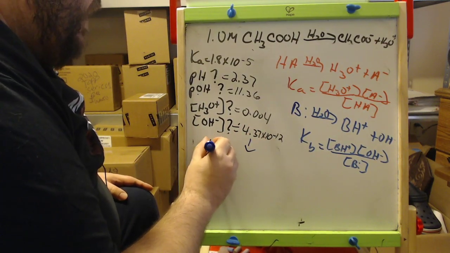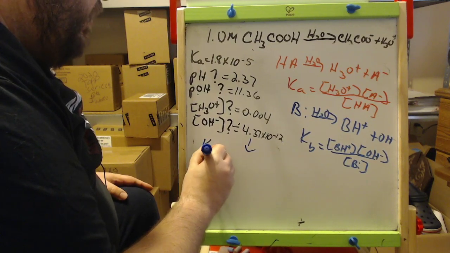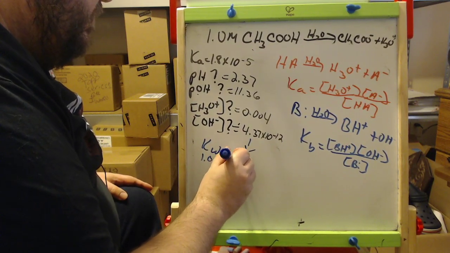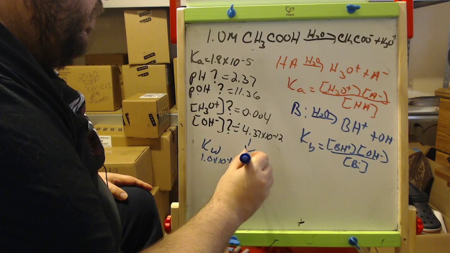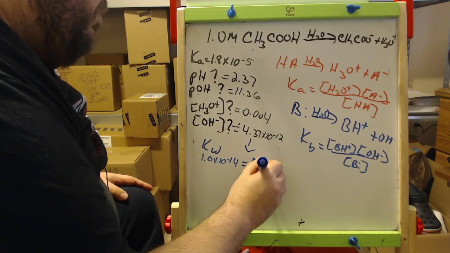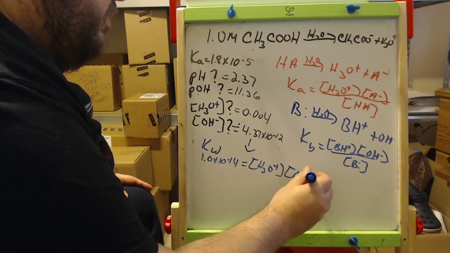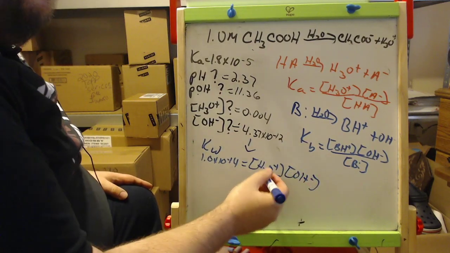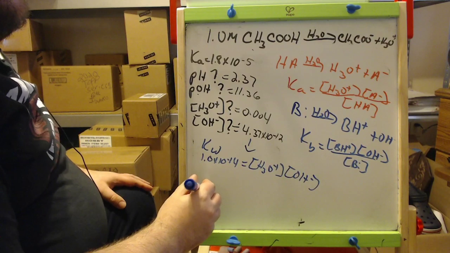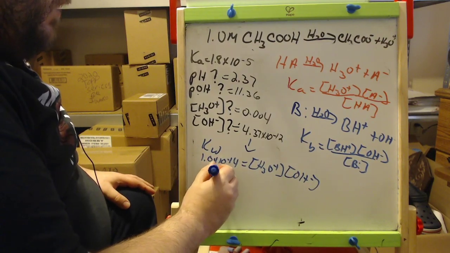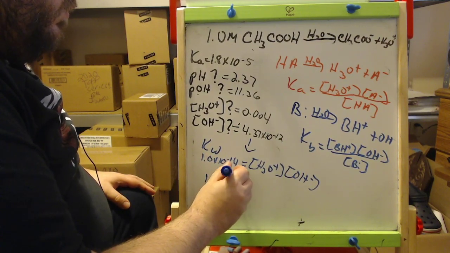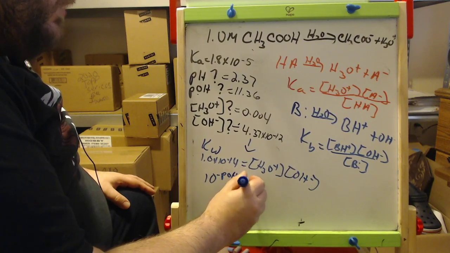You can either do Kw, which is always 1.0 times 10 to the minus 14th, equals the concentration of H3O plus times the concentration of OH minus, and plug in the H3O plus. Or you could do 10 to the minus pOH, which will give you your OH concentration.